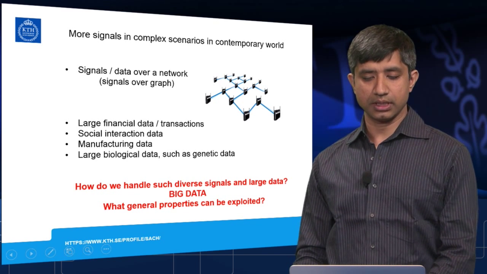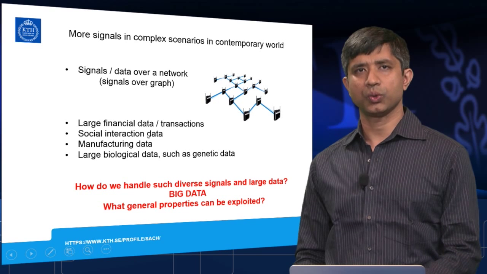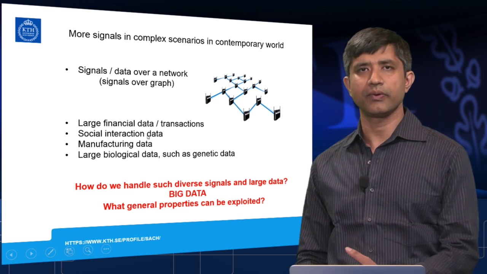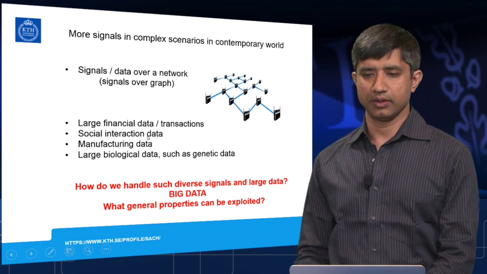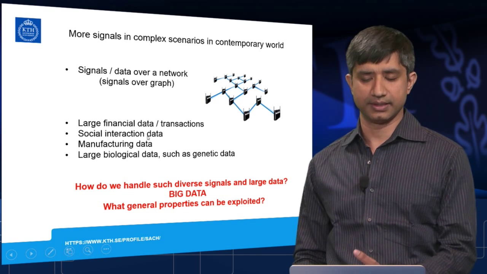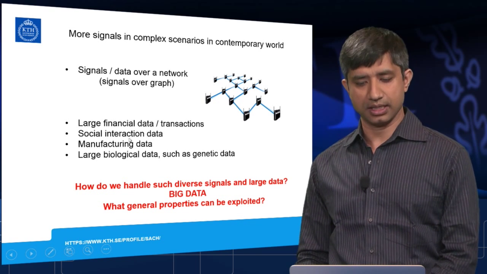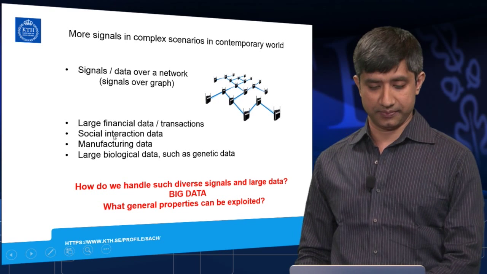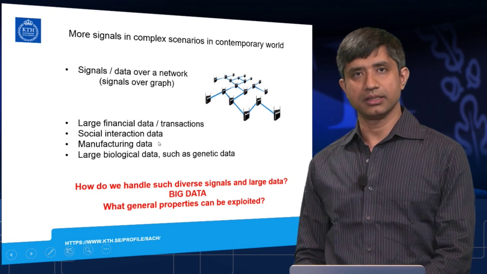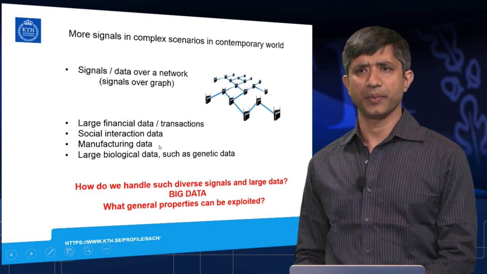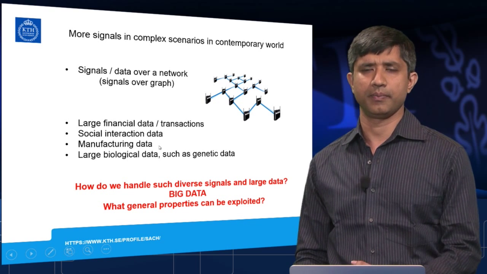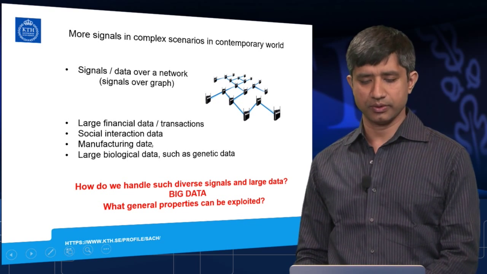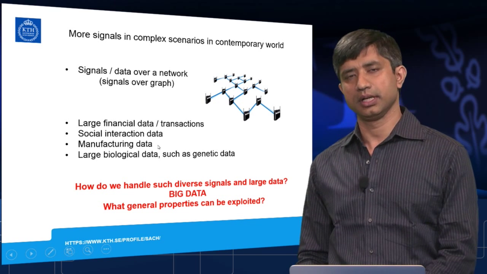Then social interaction data. In social media, people interact with each other, and they also influence others. So, this is also very large and interesting data to deal with. Then comes manufacturing data. In large manufacturing hubs and companies, they produce lots of data on their production lines and machines. So, that is also interesting data to deal with.